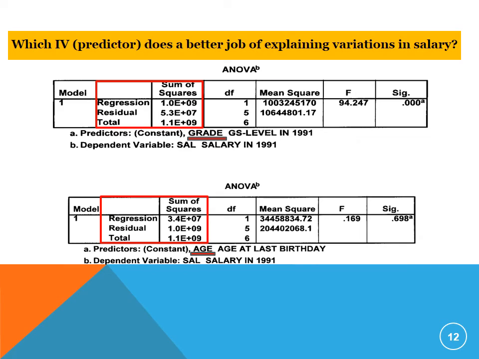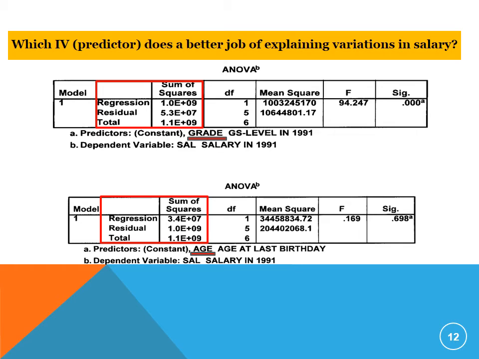Let's try to think more practically about what we just learned, because it's important to get down to the nitty-gritty. Which predictor, which independent variable, does a better job of explaining variations in salary? We can see two outputs here. At the top, our dependent variable is salary, and our independent variable, or predictor, is grade. At the bottom, we still have a dependent variable of salary, but we have an independent variable of age. We have our sum of squares regression, which is our explained, which is what we know.